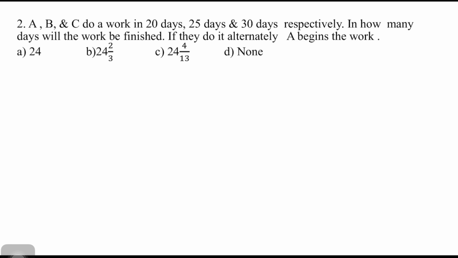A, B, C can do a work in 20 days, 25 days and 30 days respectively. In how many days will the work be finished if they do it alternately? A begins the work. Now, A will do the work in 20 days, B in 25 days and C in 30 days.